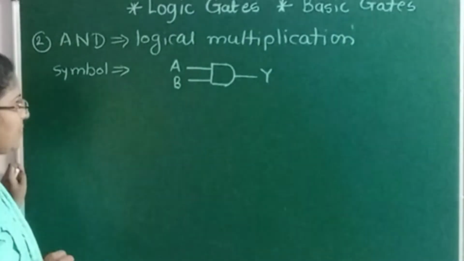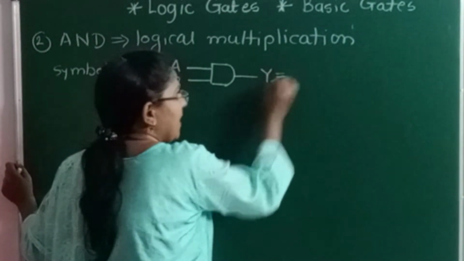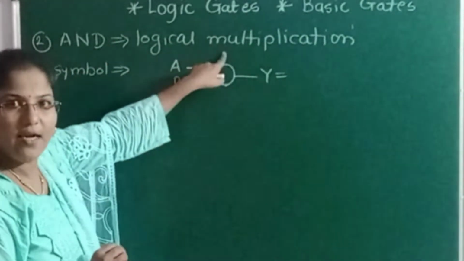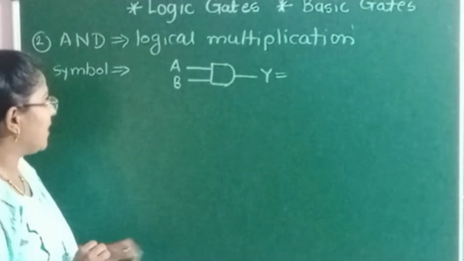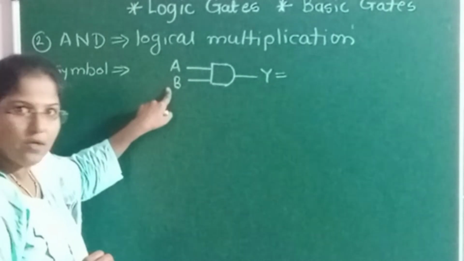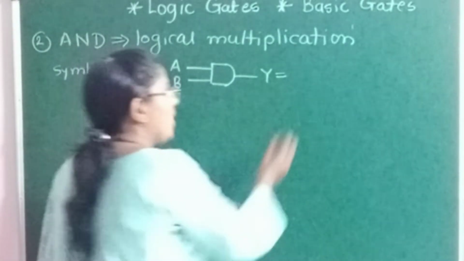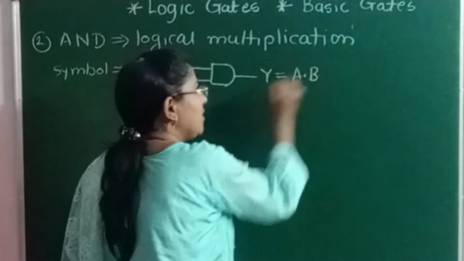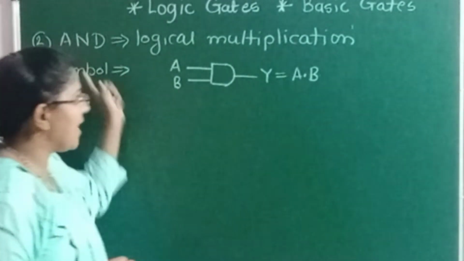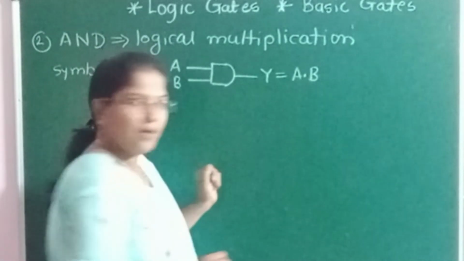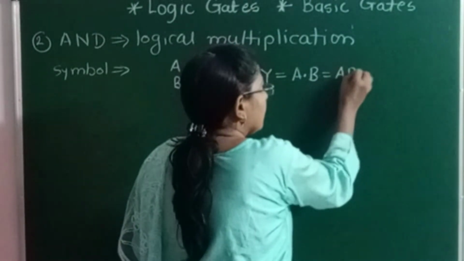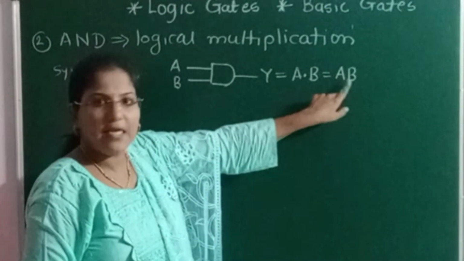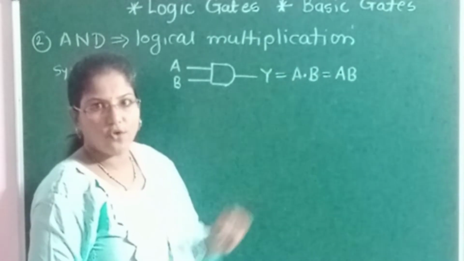Now the third thing we have to see is the Boolean expression. So I will write y equal to, first see what is the purpose of this gate. It is used for logical multiplication. So it is used to take the multiplication of the inputs. So what are the inputs? A and B. So y equal to A, B. As it is used for multiplication, I will put a dot here. So the Boolean expression for the AND gate is y equal to AB. Also I can write it as only AB. So I can remove this dot. Nothing is there in between A and B. It represents the multiplication operation only.